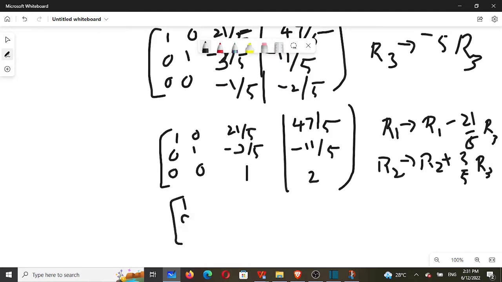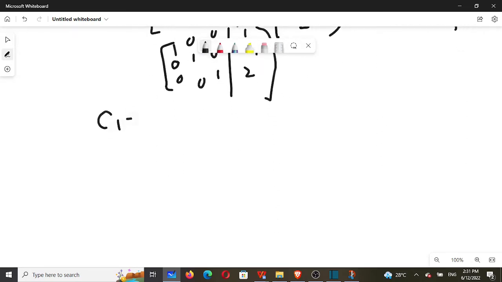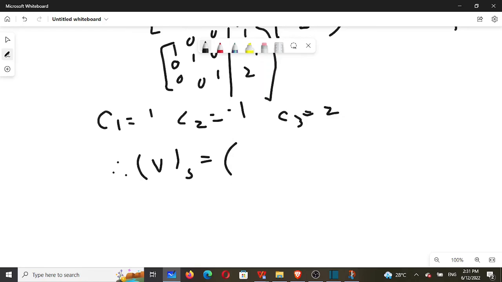So this becomes 1 0 0, 0 1 0, 1 0 0, and this will be 2 and minus 11 by 5, 47 by 5 minus 21 by 5 into 2. So minus 42 by 5, 47 by 5 minus 42 by 5, that value is 1. And for R2: minus 11 by 5 plus 3 by 5 into 2, minus 11 by 5 plus 6 by 5, so this is minus 5 by 5, so this value is minus 1. Therefore C1 equal to 1, C2 equal to minus 1 and C3 is equal to 2. Therefore the coordinate vector VS is equal to (1, -1, 2).